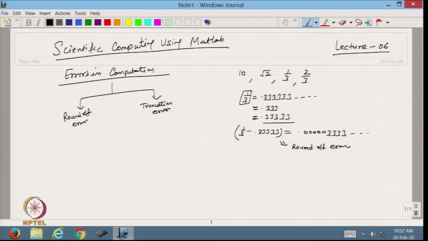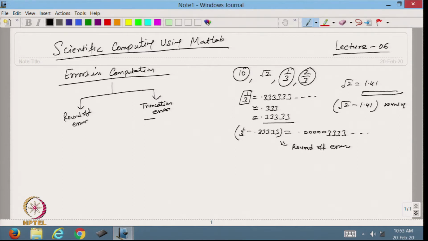So the round off error is everywhere, because whenever we are dealing with a fraction, we get it. An integer is no problem, I can use my 10 as such. But for square root of 2, I will use 1.41, or maybe in Matlab I can use a 16 digit number. In this case also I am approximating square root of 2 with 1.41. So whatever the error is, square root of 2 minus 1.41, that is my round off error. That is called the round off error.